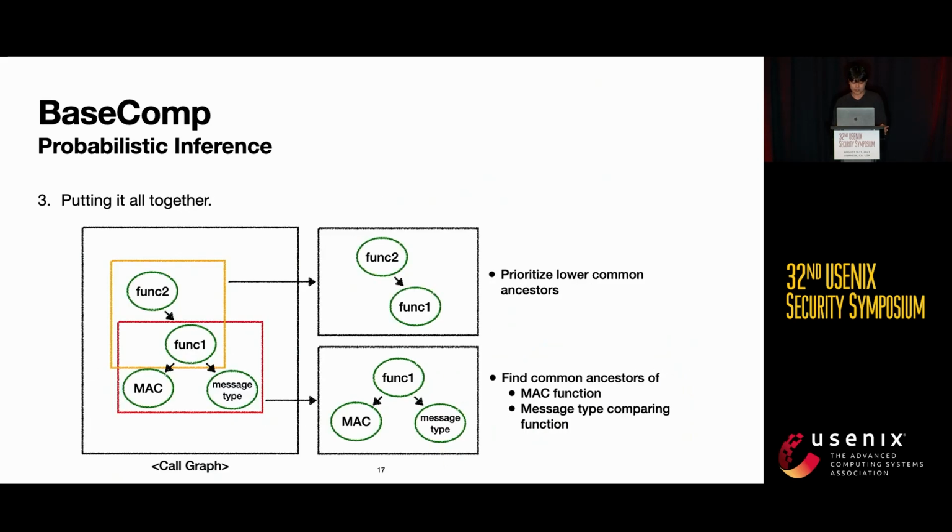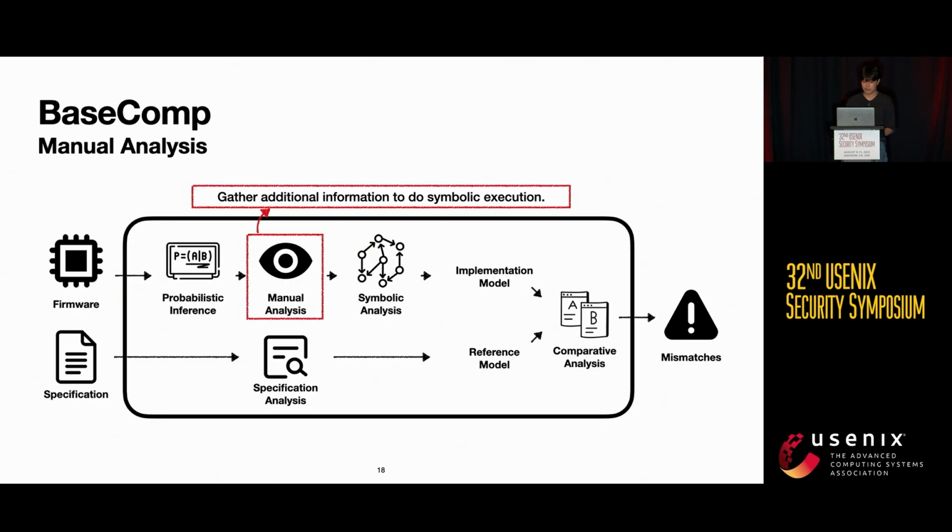Then the final step would be using the same method used in the first step to find the integrity protection function that should call both the MAC function and the message type comparing function. The next step is gathering additional information about the firmware before BASECOMP does symbolic execution.